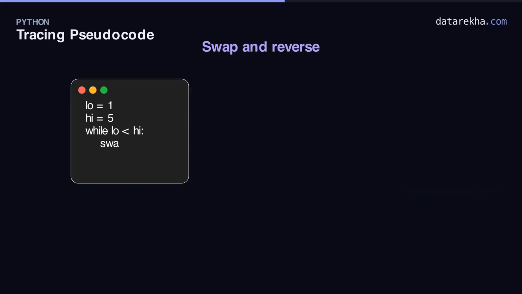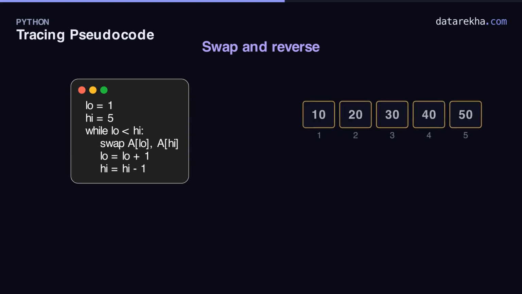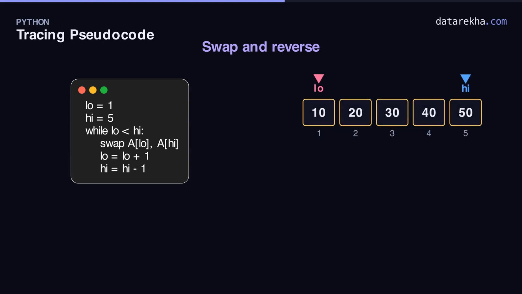Now reverse a whole array in place, using two pointers that walk toward each other. Low starts at the first position, high at the last. While low is still left of high, swap those two elements. Then step low right and high left. First swap, low is 1, high is 5. Trade 10 and 50. The row becomes 50, 20, 30, 40, 10. Then low moves to 2, high to 4, closing in.